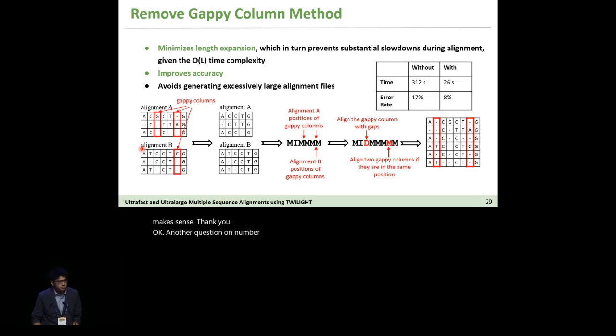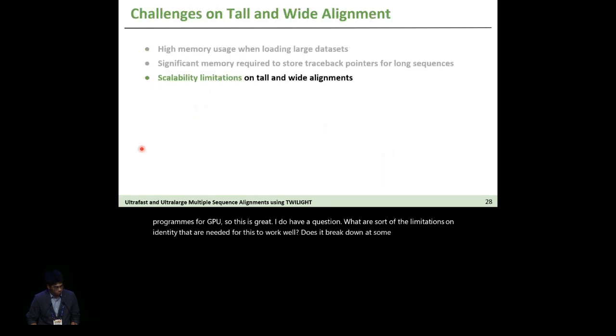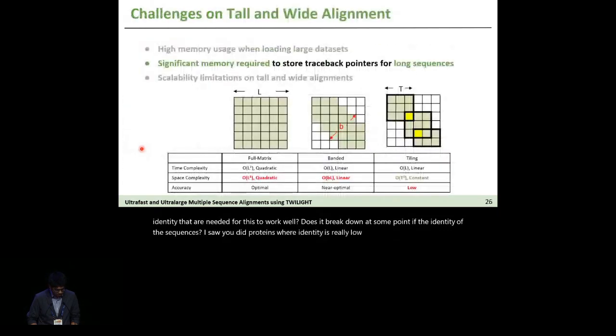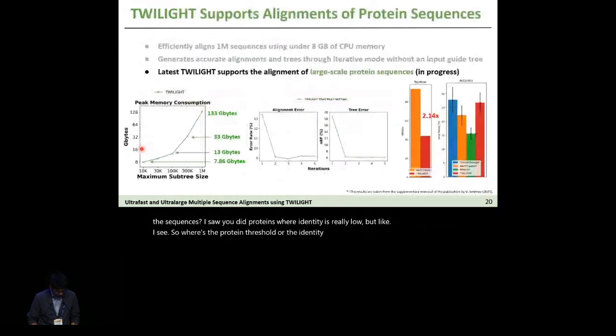Yeah, this is really cool work. I think I haven't seen many MSA programs for GPUs, so this is great. I do have a question. What are the limitations on identity that are needed for this to work well? Does it break down at some point if the identity of the sequences is low? I saw you did proteins where identity is really low, so where's the protein threshold or the identity threshold here?